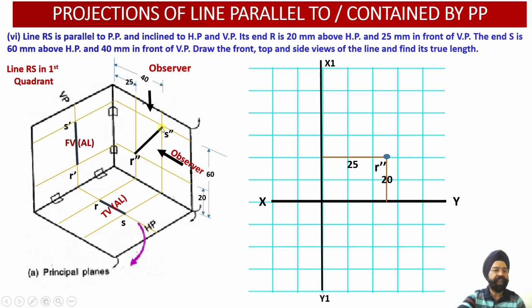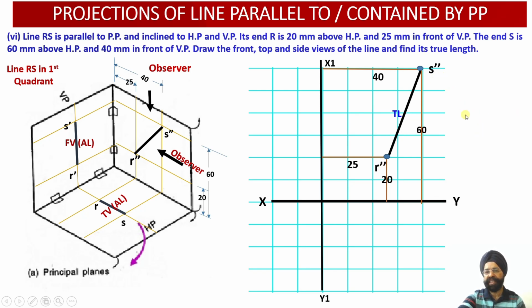Then S point is 60 mm above HP, 6 blocks, 1, 2, 3, 4, 5, 6, 40 mm in front of VP. So this is 40 mm in front. So S has also been located. Join this. This is my true length of the line. So R double dash, S double dash represents the true length.